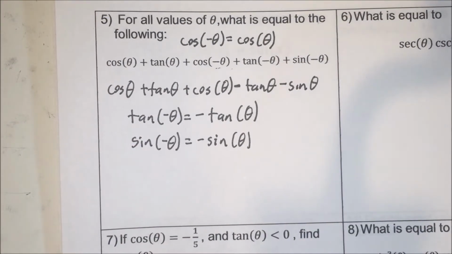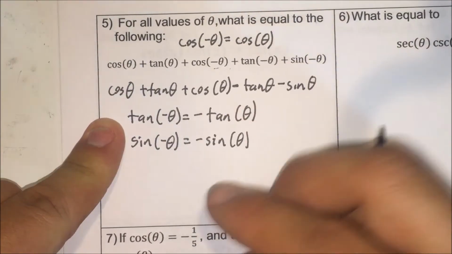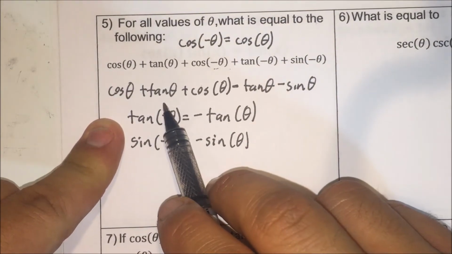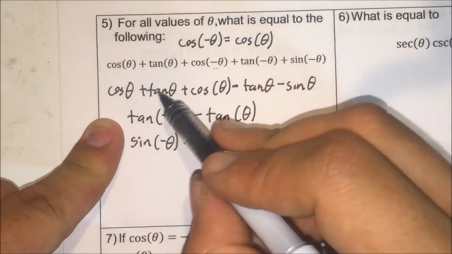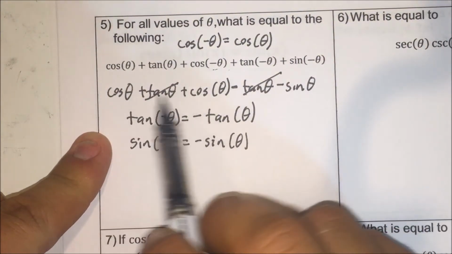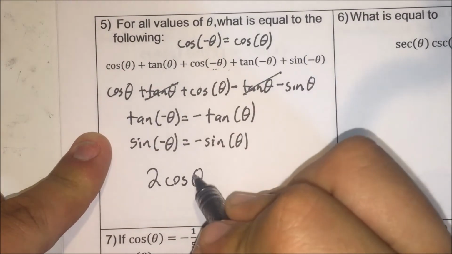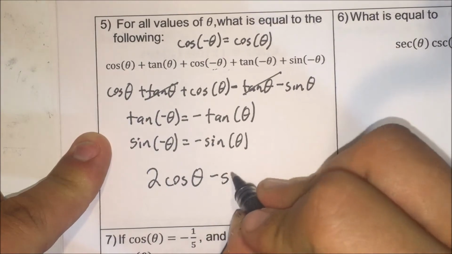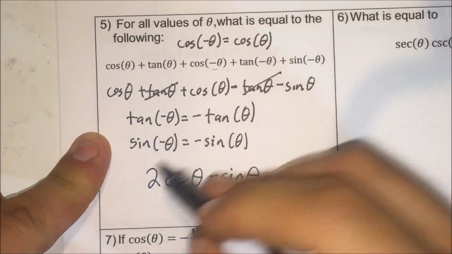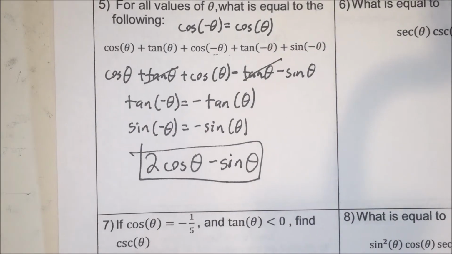Alright, now that we've turned these using the odd and even identities, let's see if we can simplify. We have a positive tangent and a minus tangent, so those two will just go away. We have 2 cosines, so those will add together to be 2 cosine of theta. And then minus sine is at the end here. There's really nothing else we can do with that, so that is simplified as much as it can be.